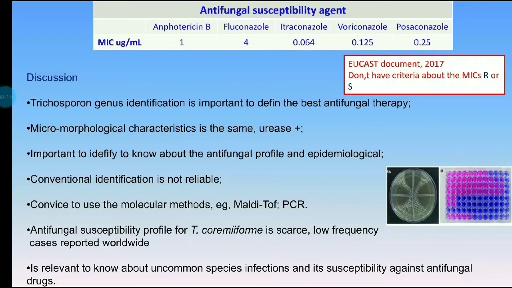The antifungal susceptibility profile for Trichosporon coremiiforme is scarce, and cases are reported at low frequency worldwide. It is relevant to know about uncommon species infections and their susceptibility to antifungal drugs. Because Trichosporon coremiiforme is scarce, it is not possible to establish the breakpoints, since the quantity of cases is very low. The species needs to be studied to discover the breakpoints to treat.